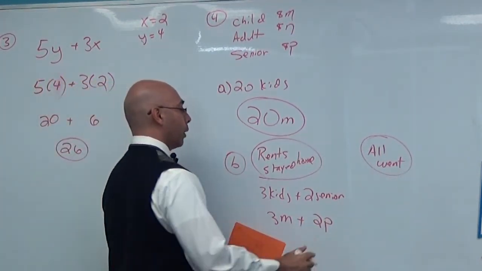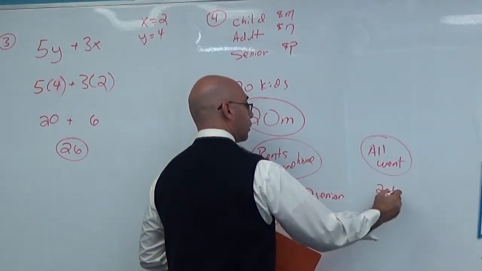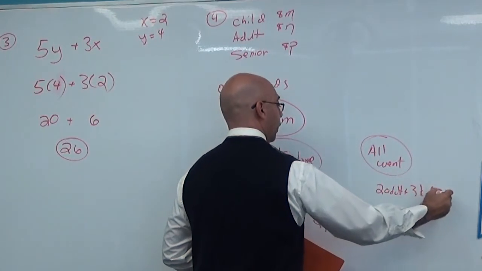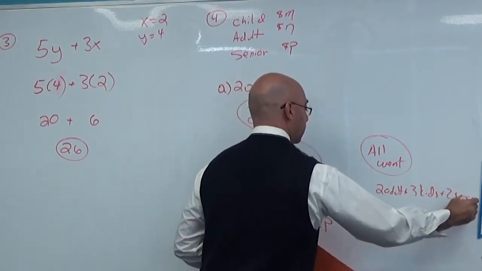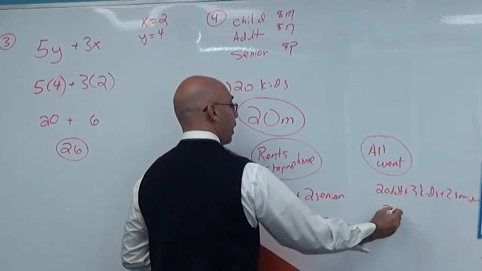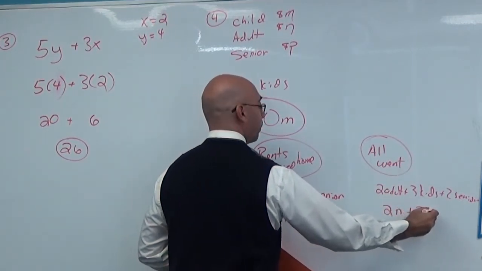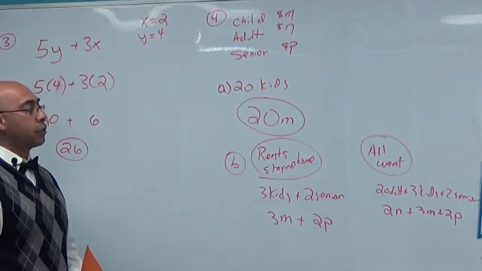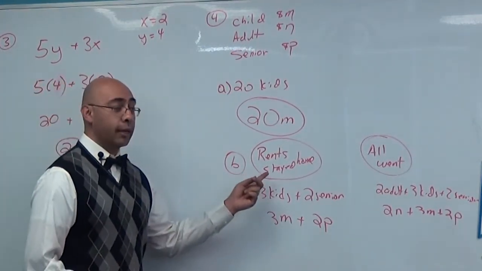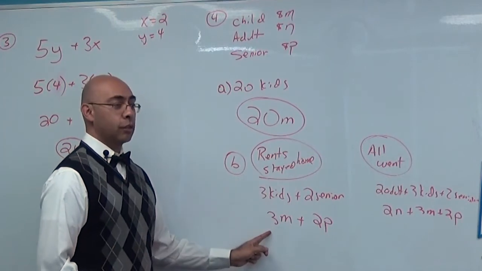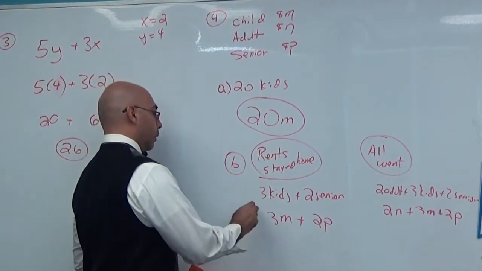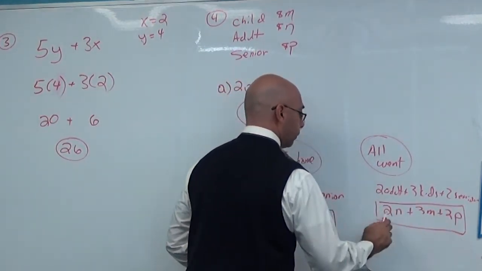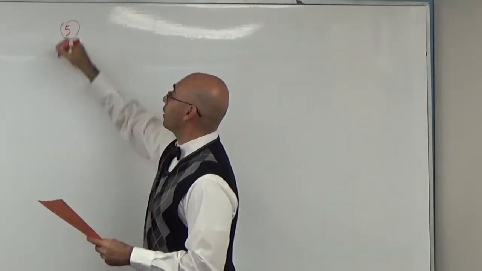If mommy and daddy went with, so we got 2 adults plus 3 kids plus 2 seniors. So that's going to be 2N plus 3M plus 2P. So you put that down, or you put that. These are the 2 different answers that you can get. If the parents stayed home, that's your answer. If the parents went, that's your answer. That's the most important thing.